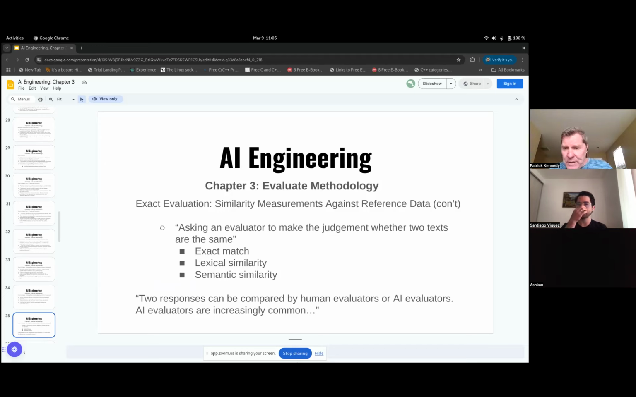Okay, so now we're still talking about similarity measurements against reference data, and you can ask the evaluator to make a judgment between 2 texts that are the same. You'll either have an exact match, or you could have a lexical similarity or a semantic similarity. Lexical similarity is like they look similar, like you count the number of tokens between this statement and that statement, and they're almost the same because they share more tokens.